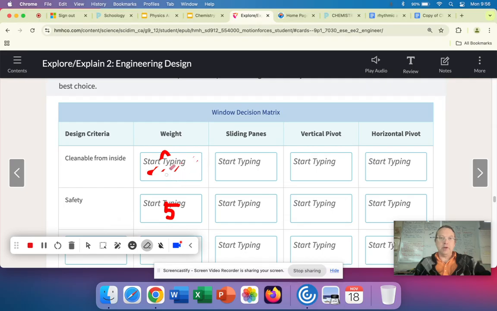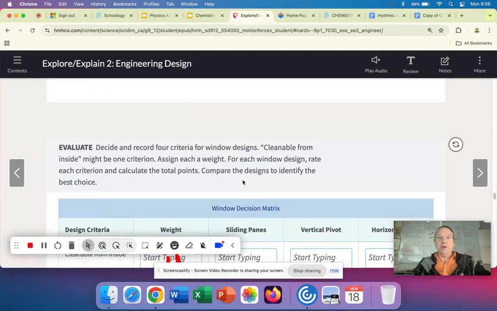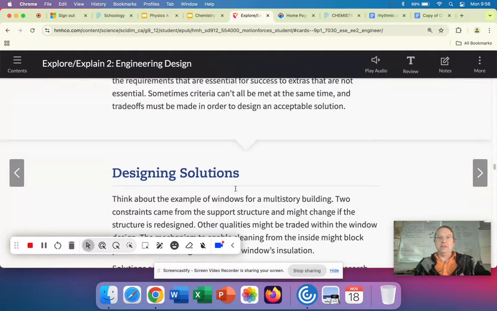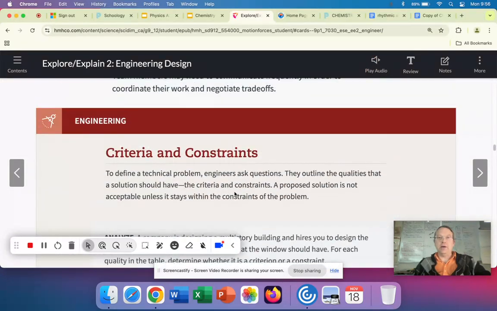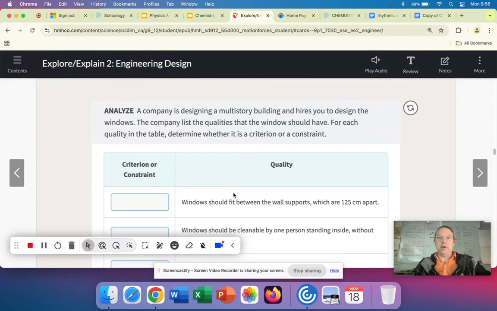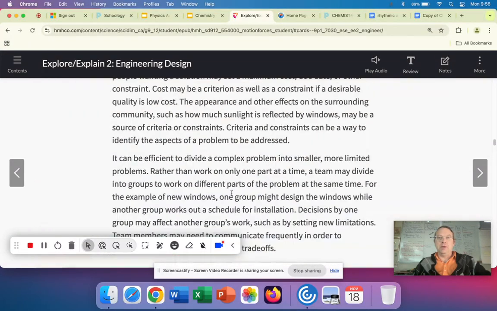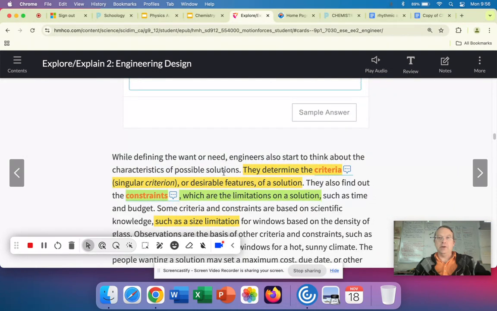We might list some other criteria for the windows. And let's talk about that word criteria just really quickly. The criteria is like, what's a desirable outcome? Desirable outcome would be a criteria. A criteria is a desirable feature.